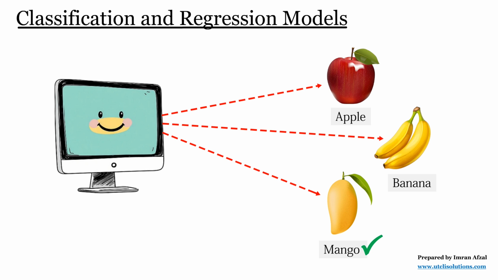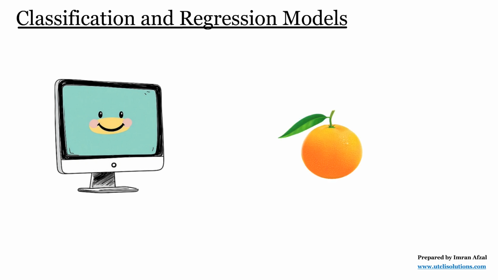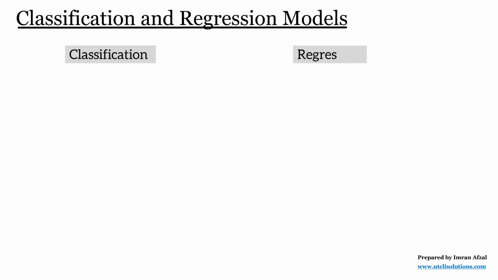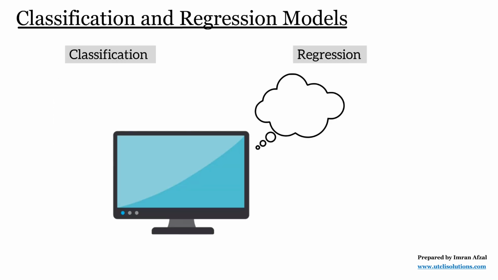But not all problems are the same. There are different types of problems. Some problems ask for a name or a category. Other problems ask for a number. We use different types of models to solve different types of problems. Two very common types are called classification and regression. These models help the computer to understand what kind of answer to give.